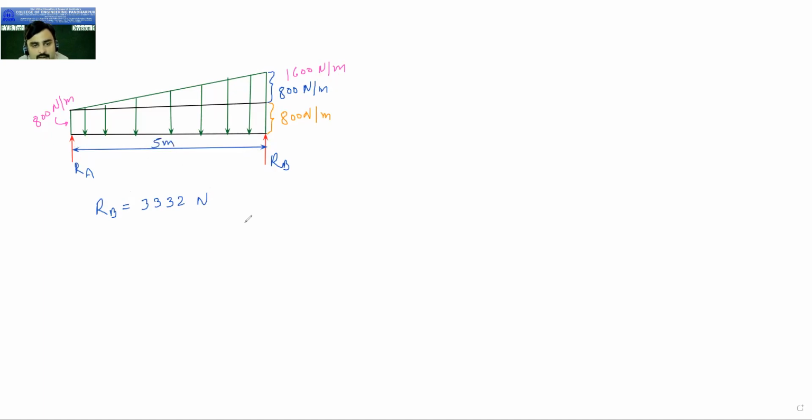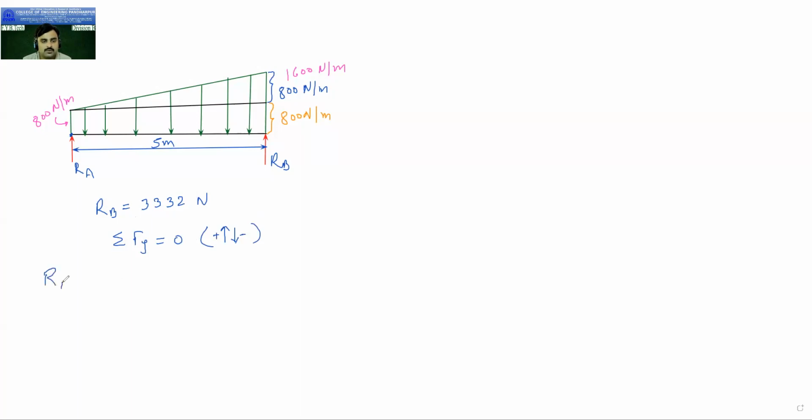Now we have applied taking the moment at point A. We took the moment at point A, and after that we have calculated this value RB. Now we know the value RB. Now after the calculation of RB, apply summation Fy equal to 0, so that you will get the value of RA. So now if I apply summation Fy equal to 0, the upward forces are positive, downward forces are negative. Then what do I get?